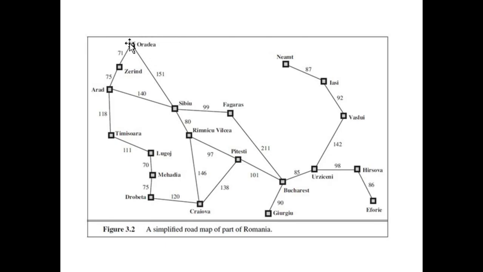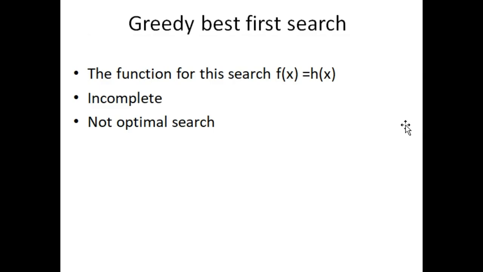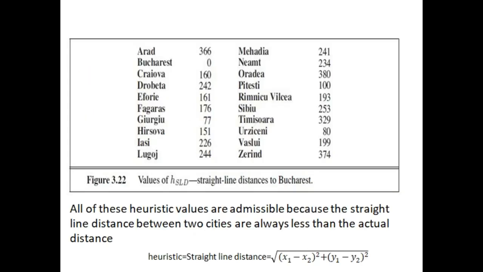In the same way, if we want to calculate the heuristic value for O node, we will mark the straight line from O to B, and the resultant value of that line will be the heuristic value of O. In this way, we can calculate the heuristic value for any node.